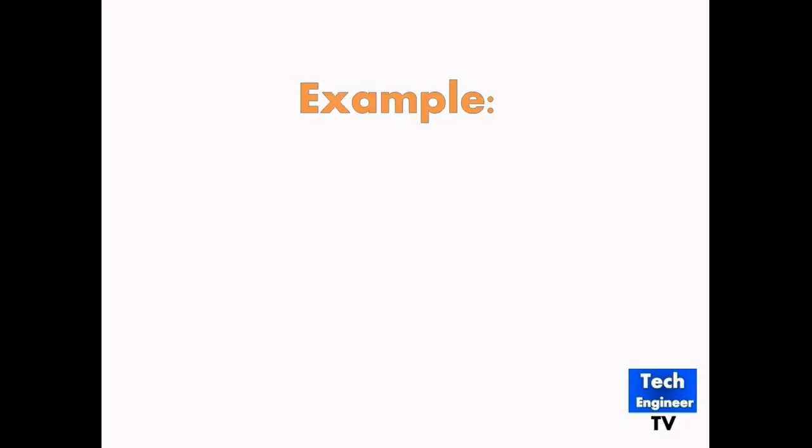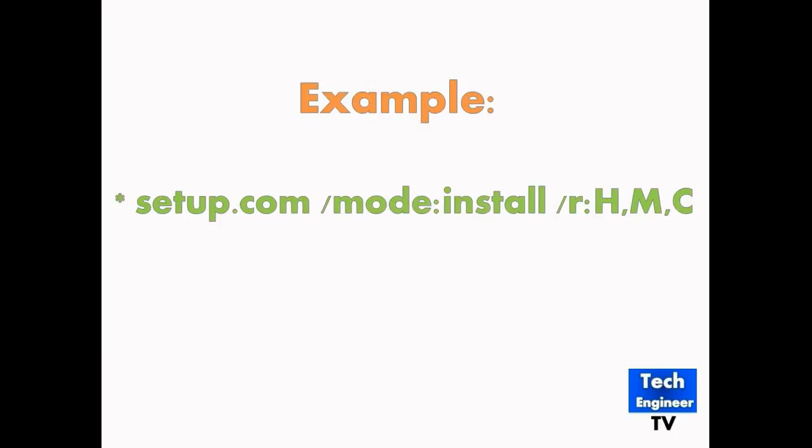Now let's take an example of how to run such commands. For example, setup.com, or you can just write setup /mode:install /role: and then your keyword. For example, if I want to install H for hub, M for mailbox, C for client, then these three will be installed. Or if you want edge transport, just write E. Remember, edge will be separate from hub, mailbox, client, and unified messaging.